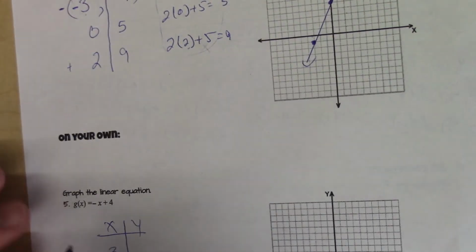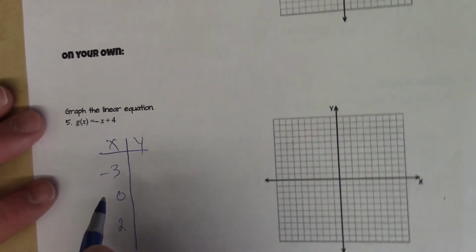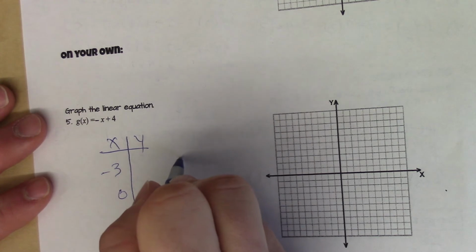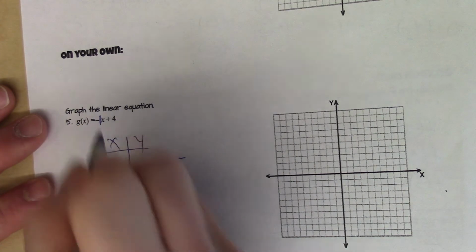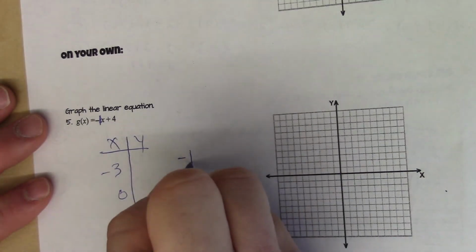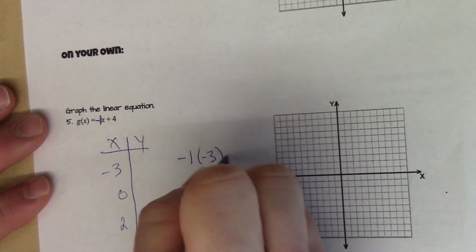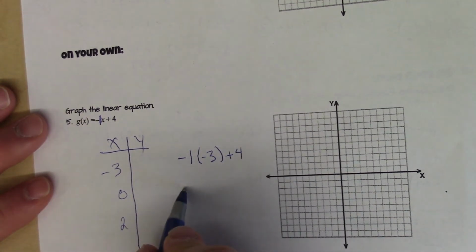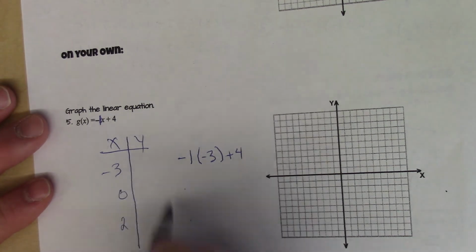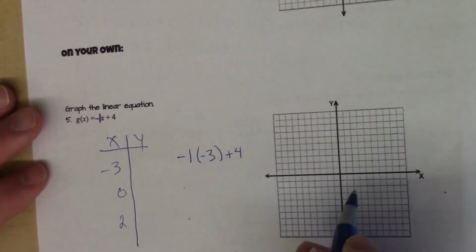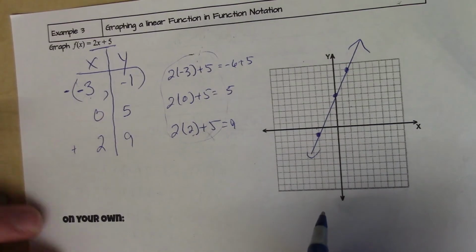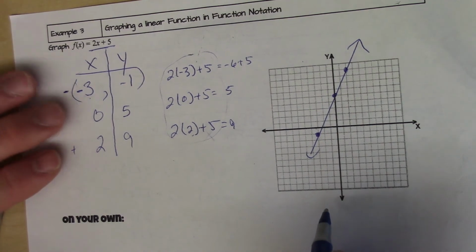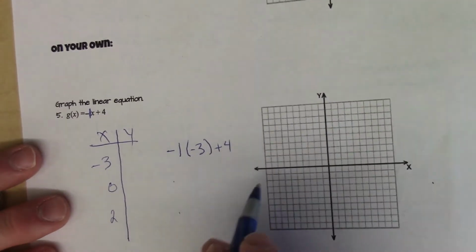So do the exact same thing on number 5. I'd like you to pause the video. I'm going to show you how to plug it in here. Let's treat this like, let's just throw a 1 in front of that. So this is really -1 times -3 plus 4. And then do the same thing for 0, and then do the same thing for 2. Get those points, and go graph them. Press pause. Again, if you're stuck, go back and look, maybe rewind it, go back and look at what we did here. But go ahead and try this out.